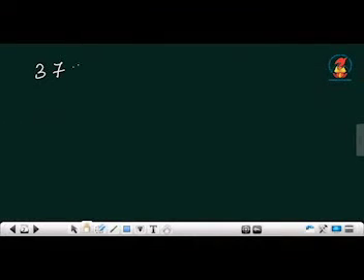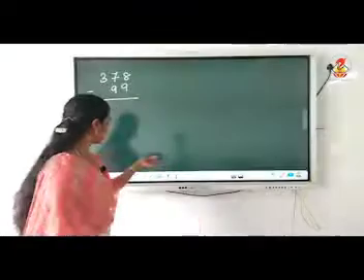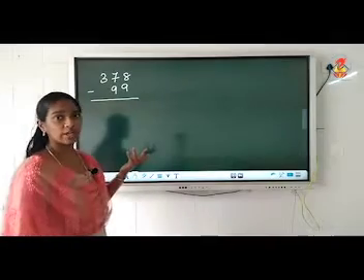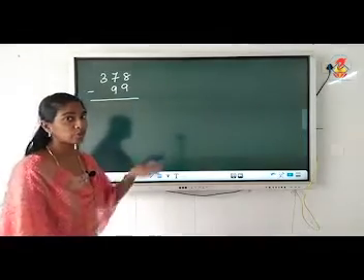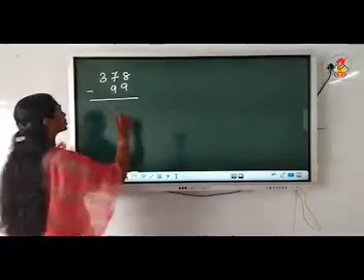In that first question, 378 minus 99. Now, first one, 8 minus 9. Can you subtract, children? No, 8 is smaller than 9. So, what do you have to do? You will have to borrow from the previous one.